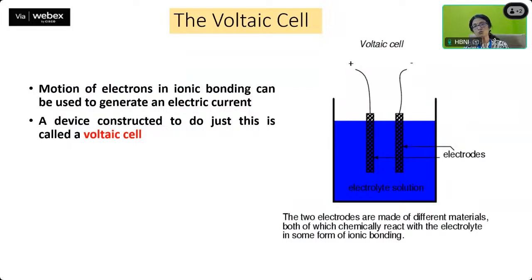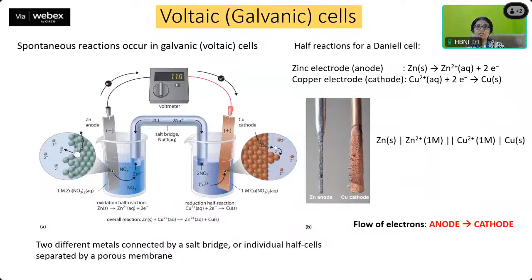So now coming to another refresher: what is a voltaic cell? It is a device constructed to harness the motion of electrons in ionic bonding, which can be used to generate electric current. It will be somewhat like this. The two electrodes are made of different materials, both of which chemically react with the electrolyte in some form of ionic bond. Voltaic cells are also known as galvanic cells.